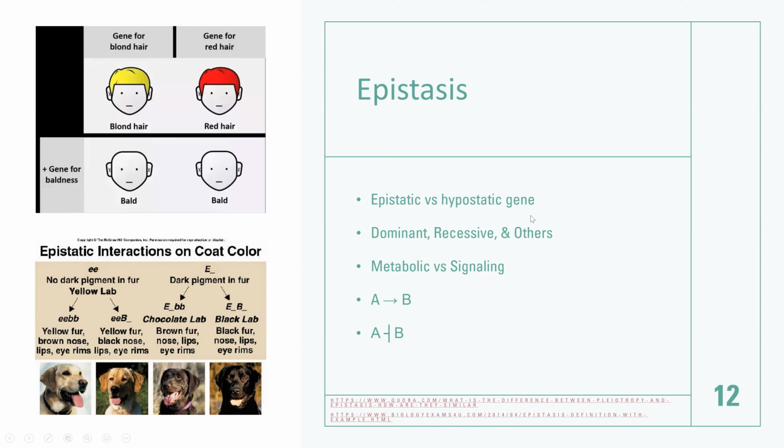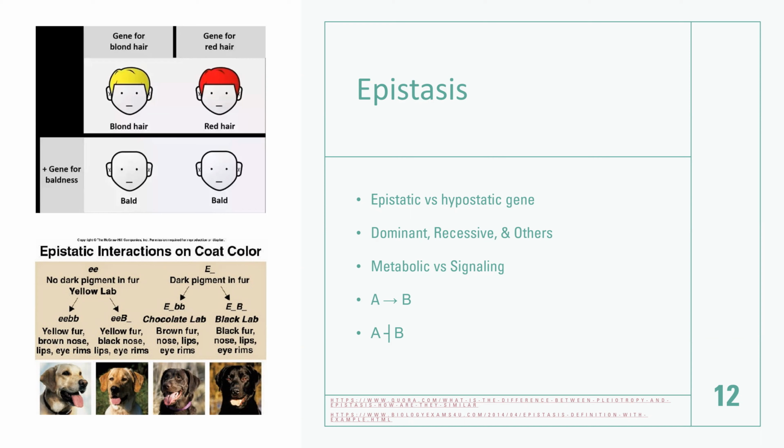So there's several different types of epistasis, and that really depends on the allele of the epistatic gene. So when you have, in this case, in the gene for baldness, a dominant allele that makes you bald, you mask the effect of the color of your hair. So this would be called dominant epistasis. On the other hand, if it were a recessive gene that made you bald, then it would be recessive epistasis, because when you had the genes for baldness from your mom and your dad, you wouldn't be able to express your hair color at all.